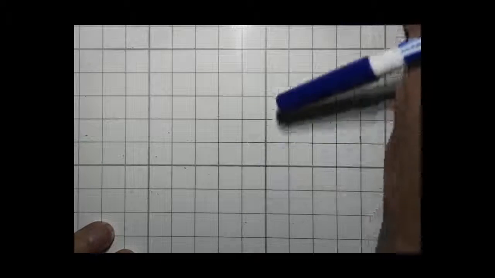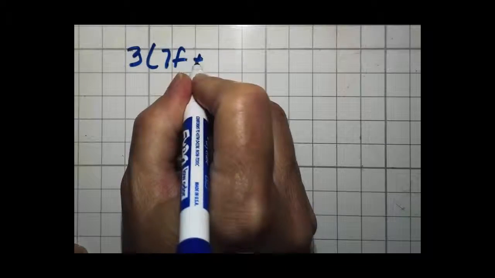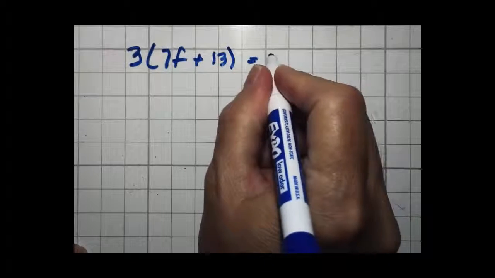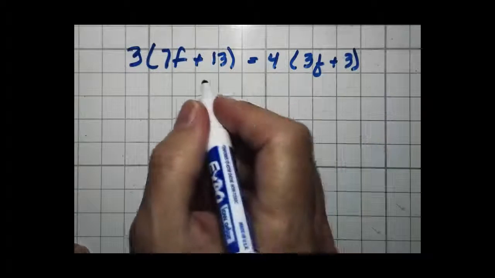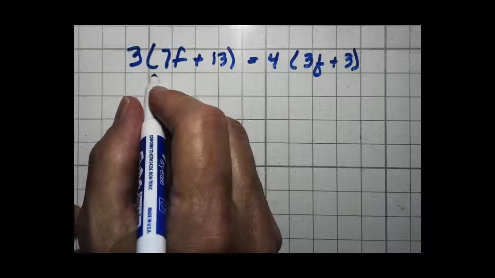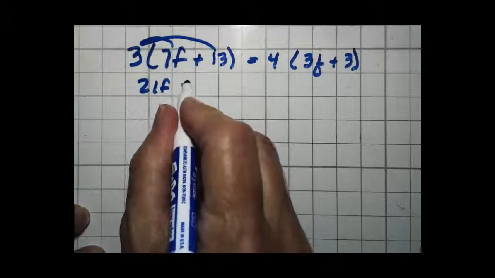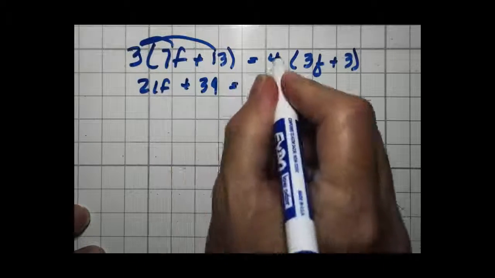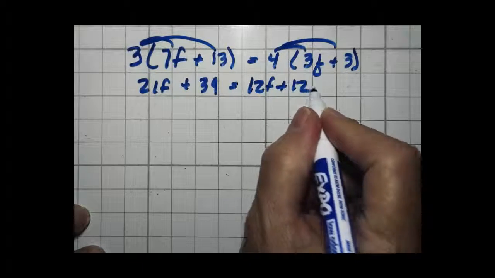Let's do one more challenge type problem. This one's a little bit more complicated just because there's more steps to it. It's not harder, it's just a little more involved. So this one is 3 times 7f plus 13 equals 4 times 3f plus 3. Very first thing I want to do is distribute this. 3 times 7f is 21f, 3 times 13 is 39, equals 4 times 3f is 12f, and 4 times 3 is 12.